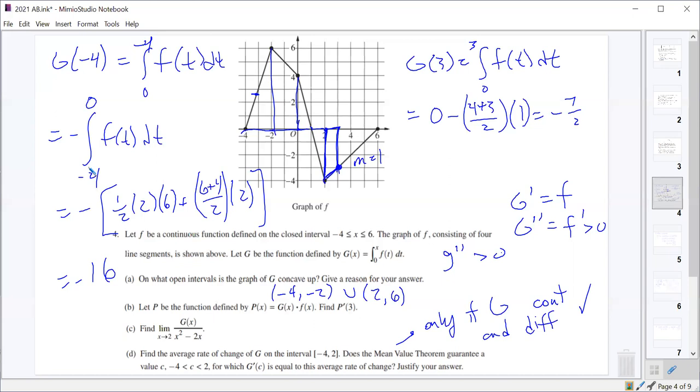Concavity, always parentheses, 100% of the time. And then increasing, decreasing should be brackets unless it's at infinity, essentially. Other questions? Everyone's good? All right.